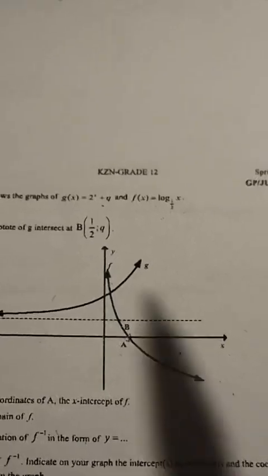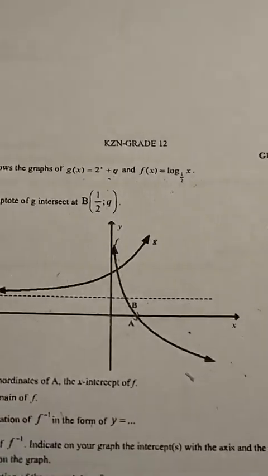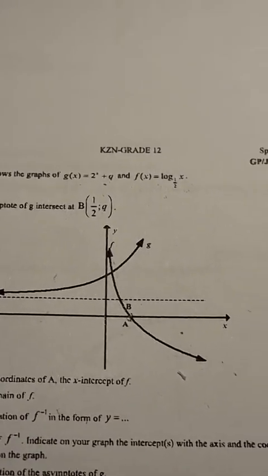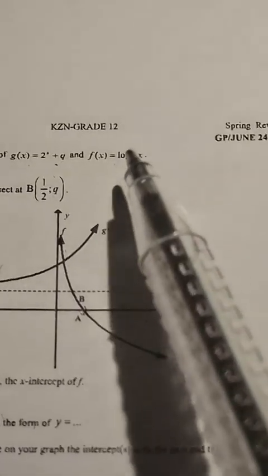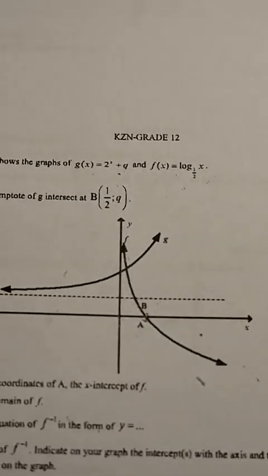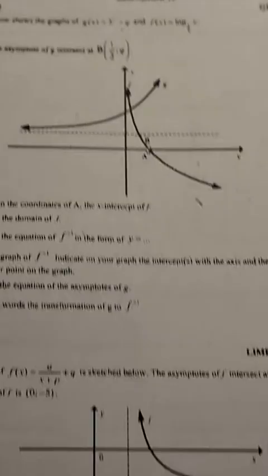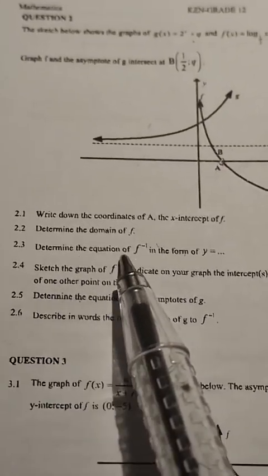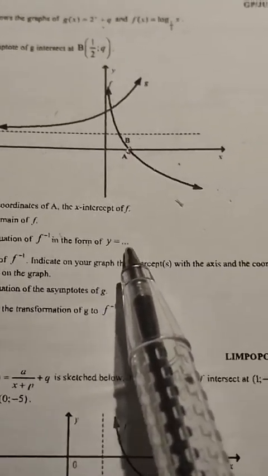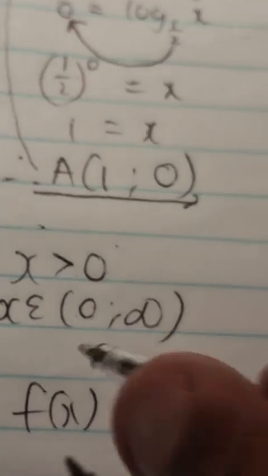But if you are given exponential form and you want to convert it to inverse, then obviously the inverse would be the log form. So now in this case, we are given the log form. We want to rewrite this into the inverse form, the exponential form. So how do we determine the equation of f inverse in the form y is equal to, for 2 marks, of the log form?